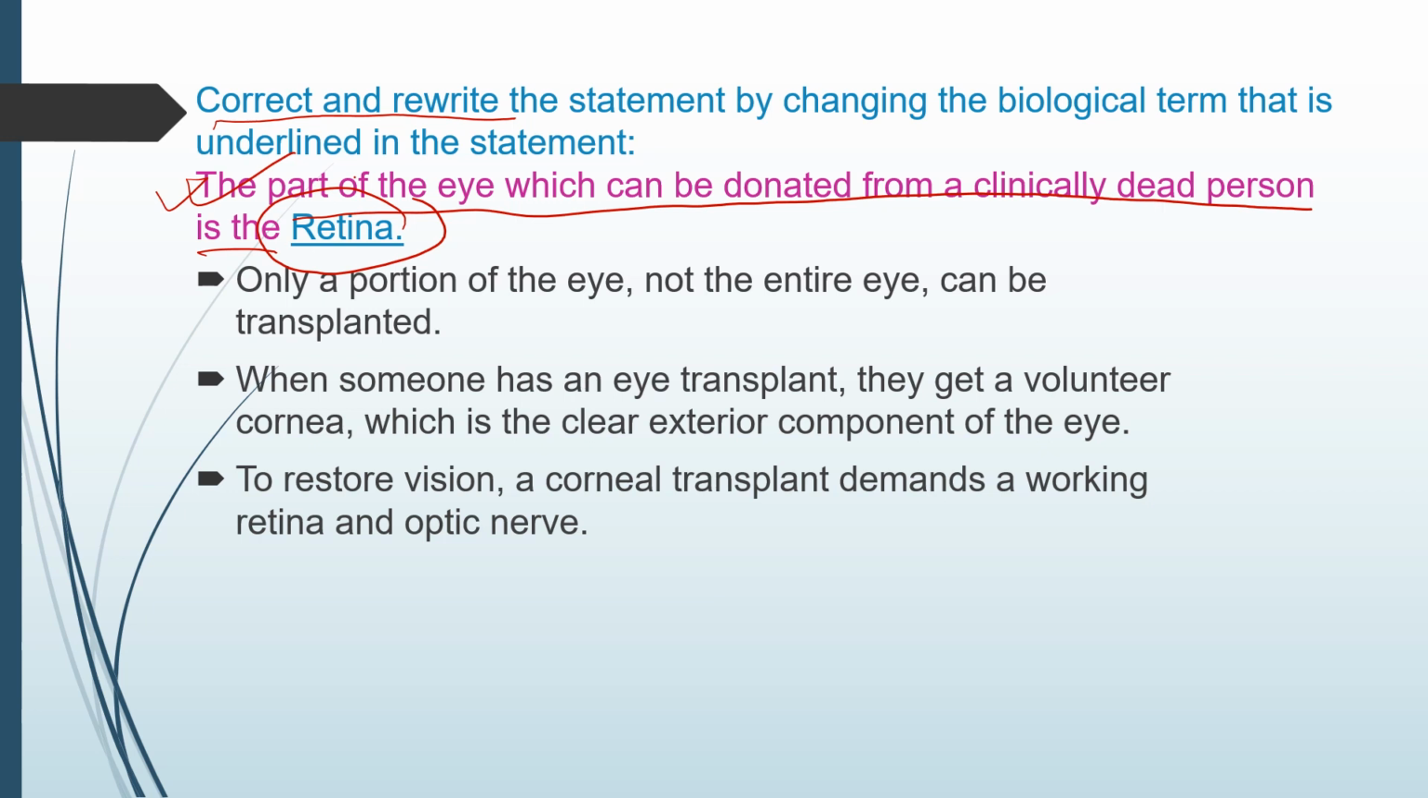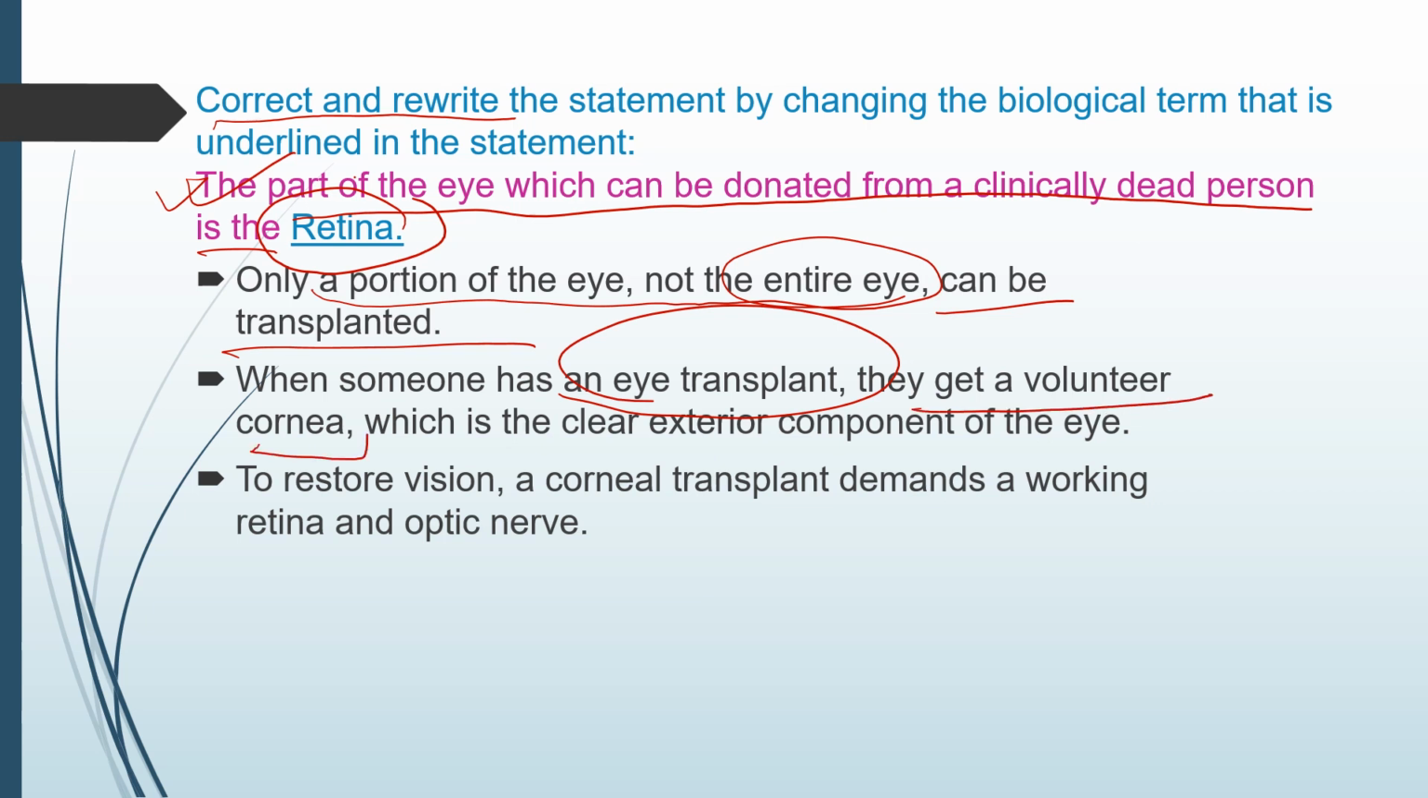Now let us just recall the transplantation of the eye. Once we recall eye transplantation, we can see which part is generally transplanted. Only one portion of the eye is transplanted, not the entire eye. So when someone has an eye transplant, they get a volunteer cornea.